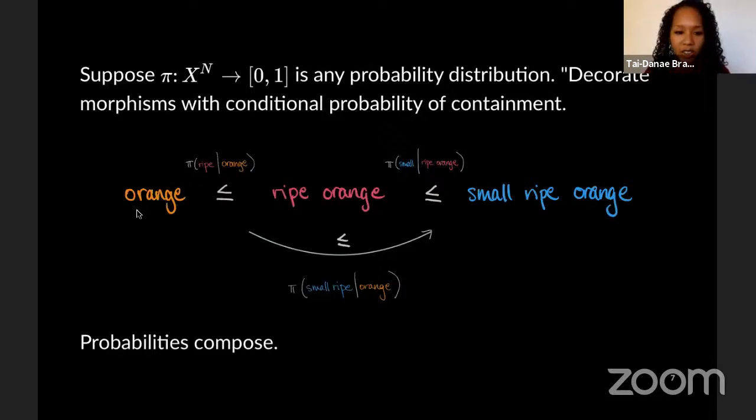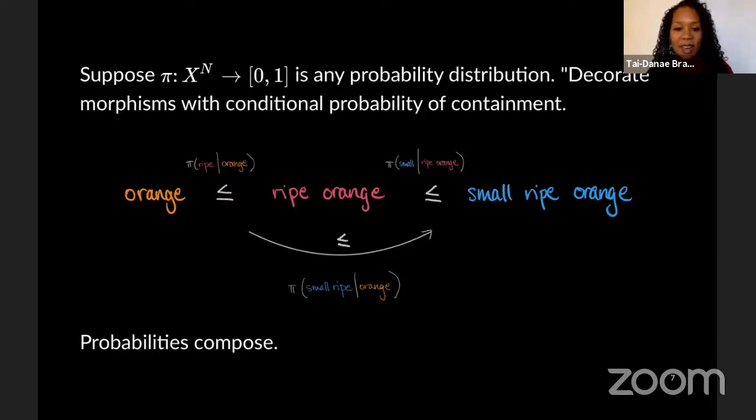So what do I mean? We already said that orange sits inside ripe orange. So I want to think of decorating that containment, or witnessing that containment, with this number, namely the conditional probability of seeing ripe orange given that orange is there. I have that number and I'm just going to stick it on top. But I can do this again. Maybe ripe orange sits inside of a longer expression like small ripe orange, and I can again take the conditional probability for that: the probability of small given that ripe orange is there. And then I just continue and decorate this.